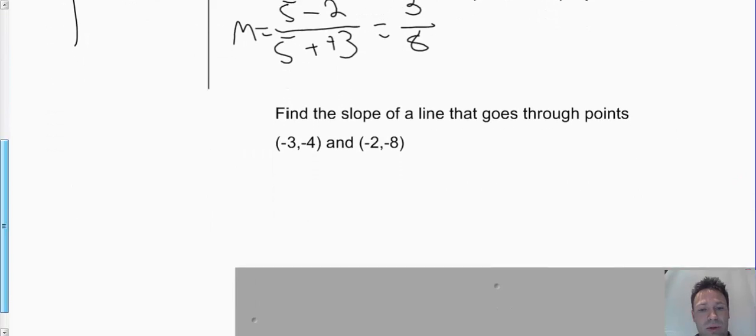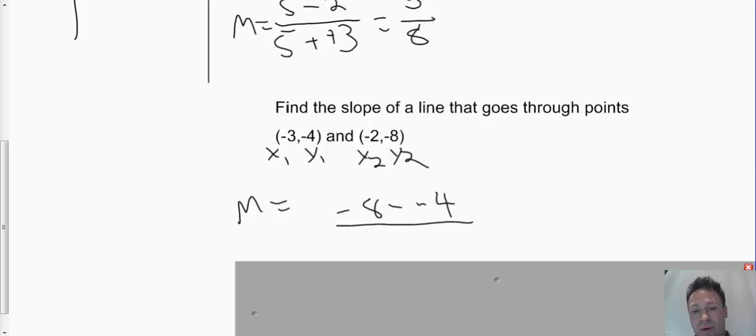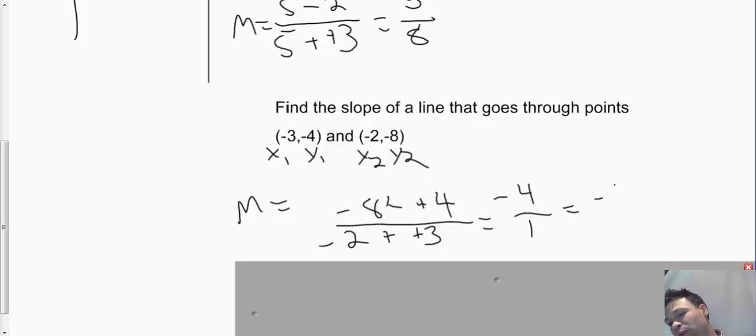Next example here we'll do real quick. M is equal to, again, I got x1, y1, x2, y2. So take a look. y2 is negative 8 minus y1, which is negative 4, over x2, which is negative 2, minus x1, which is negative 3. So I got negatives all over the place. I'm going to change these to addition right away. So I got negative 8 plus 4, which is negative 4, over negative 2 plus 3, which is 1, which gives me an overall slope of negative 4.